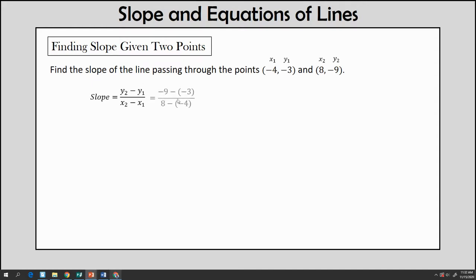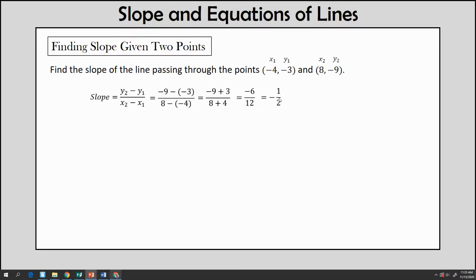So if I follow this, it would be y sub 2, negative 9, minus y sub 1, negative 3, over x sub 2, 8, minus x sub 1, negative 4. So that loads it in there correctly. And now I've got to be able to simplify this. Minus a negative in both cases becomes plus a positive. So it becomes negative 9 plus 3 over 8 plus 4. So that's negative 6 over 12, and that's negative 1 half.